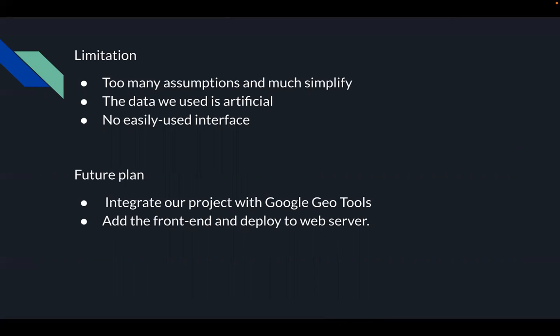In the future, there are some plans we could do to refine our project. So first, we could integrate our project with Google Geo tools. So the locations could be real life locations, and the cost of paths could be real-time data from Google Maps apps. And the definition of optimal could also be extended to the shortest time, the best traffic route, or by different transportations. We will also provide a user interface so the user could easily use this system.